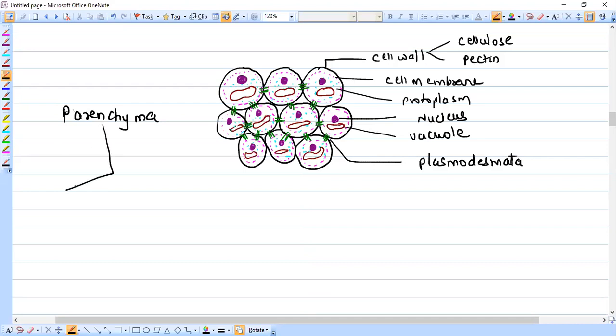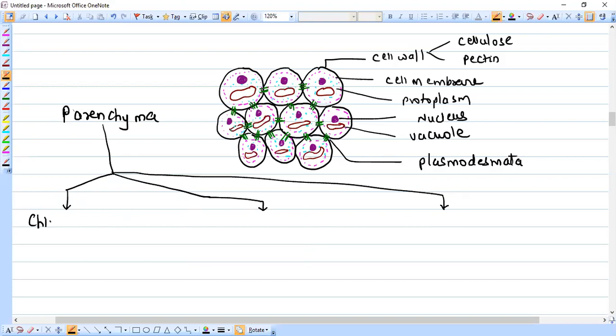So I put it in this way. The parenchyma is divided into three types depending on the nature and position. So let's check it in this. This is the first one, second one, and the third one. The very first one is called Chlorenchyma. The second one is called Aerenchyma. And the third one is called Prosenchyma. So what exactly do you mean by this?